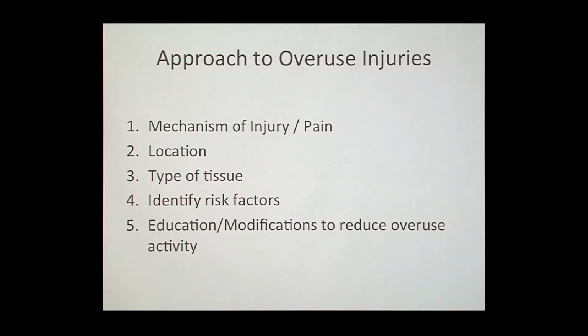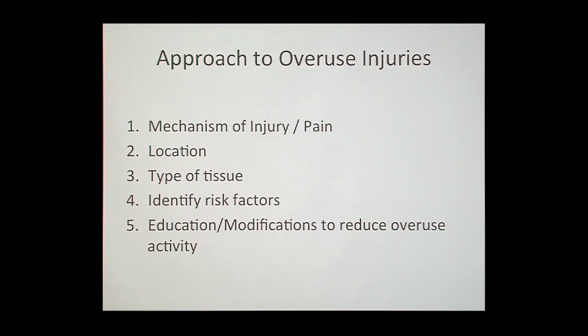So I'm going to actually go over an approach to overuse injuries for you guys. And we're going to talk about these 5 areas: the mechanism of injury and pain. So if you see your friend, they're telling you their elbow hurts, you're going to ask them about, how did that happen? How does that actually give you symptoms? We're going to talk about the location. I'm going to tell you how you can use that to make your diagnosis. And then we're going to talk about the type of tissues. Every tissue in the musculoskeletal system can get an overuse type injury. And we'll talk about those. You've heard about them: bursitis, tendonitis, all these kind of things. We're going to clarify all that stuff.